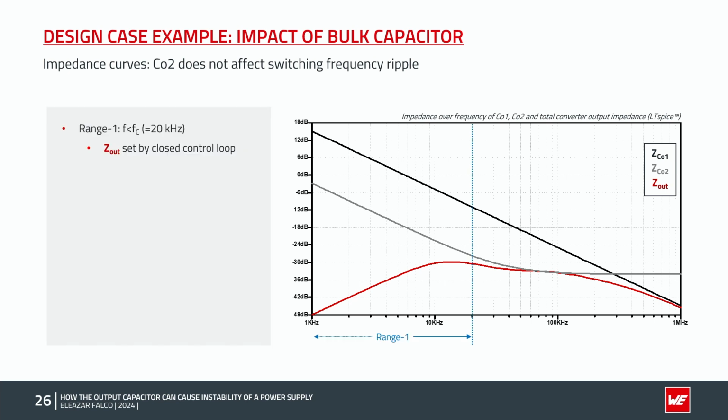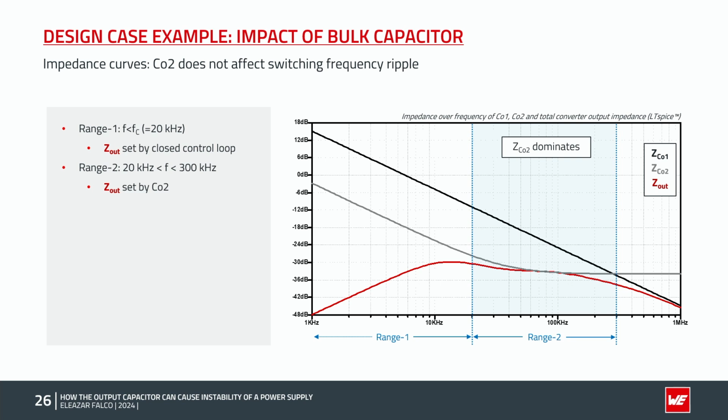The first range is below the crossover frequency of 20 kHz, and here the converter output impedance is much lower than the impedances of CO1 and CO2, as we can see here. And this is because the control loop has a gain in this lower frequency range, bringing the total output impedance of the converter to a very low value.